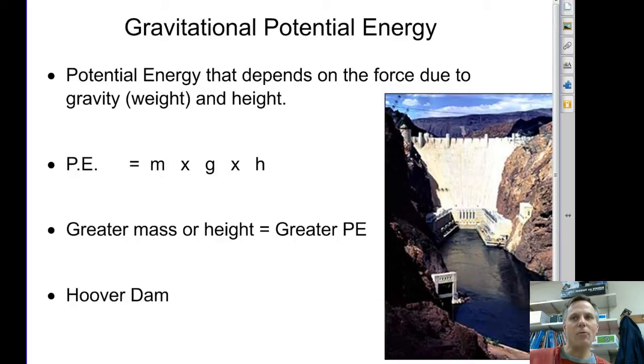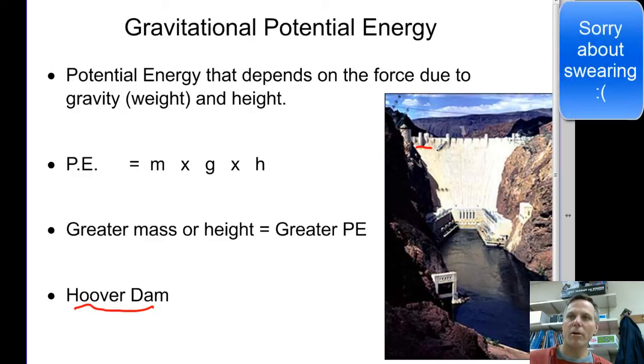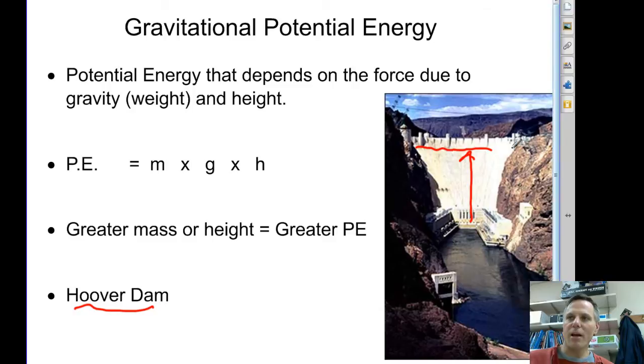Now, another very common one would be what you see here, like the Hoover Dam. In the Hoover Dam, they have water back here that's been raised up, and they build these along rivers that have great big valleys. So that backed up water has the ability to run down these channels that go behind the dam and do work on different machines to make electricity.